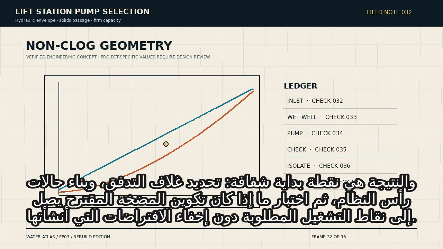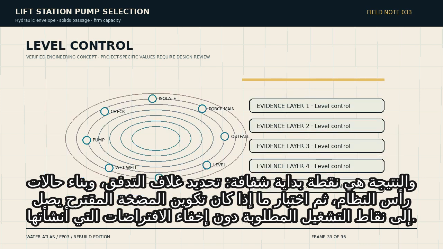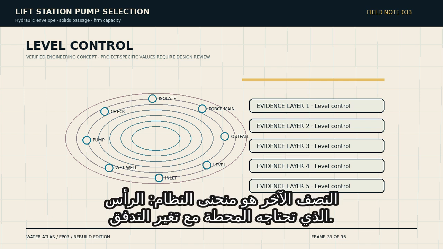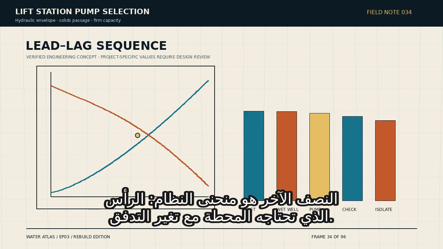A pump curve is only half of the hydraulic story. The other half is the system curve, the head the station requires as flow changes. Conceptually, the system curve adds static head, friction loss along the force main, and minor losses through valves, fittings, and other local effects. The symbols matter because the actual values belong to the project record, not to a generic example.